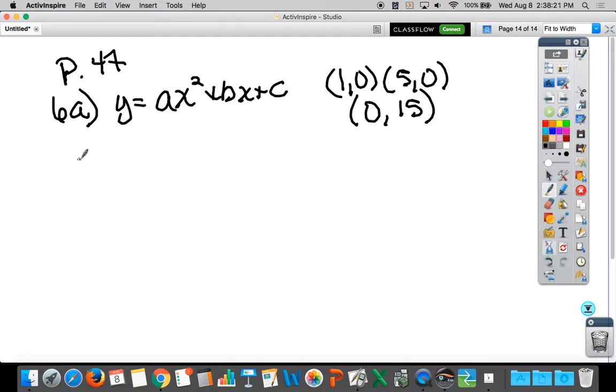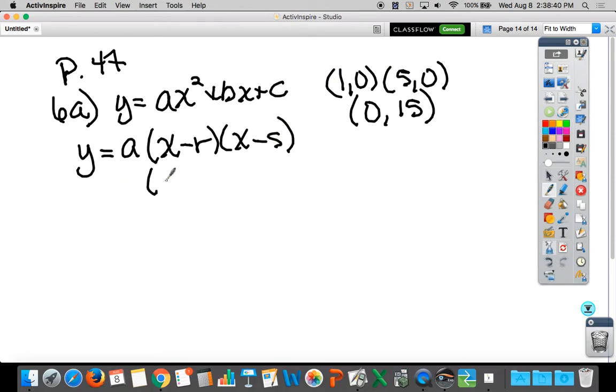All right, so we want to have this form so we can fill in everything. Now, I know the R's and S's are confusing, but the R and the S are just your x-intercepts. So that would be x minus 1, x minus 5. And notice that in my formula, I put minuses here, so even if you have a negative, a negative times a negative would make a positive. If you keep in mind that the formula is x minus, it'll change the sign for you.